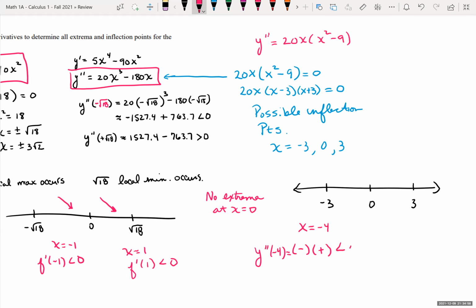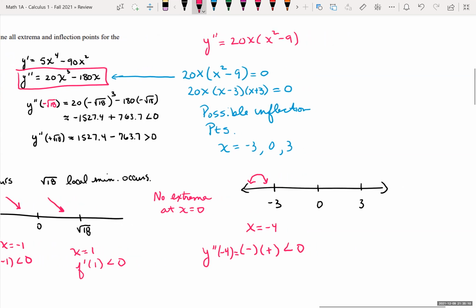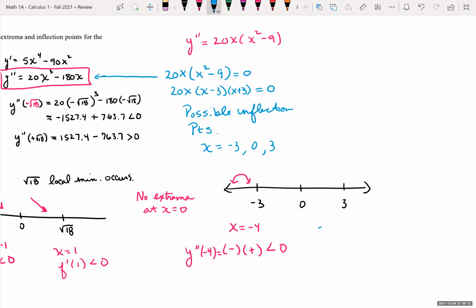So this is less than 0. So we know that it's concave down on the left of x equals -3. So let's choose a number between -3 and 0. So how about -1?